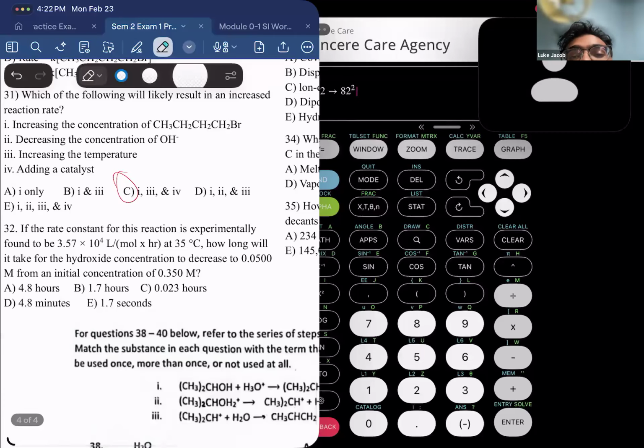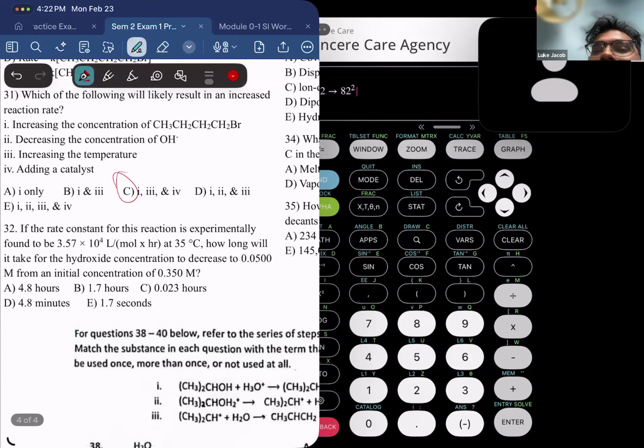Okay, 32. If the rate constant for this reaction is experimentally found to be 3.57 times 10 to the fourth, blah, blah, blah. How long will it take for the hydroxide concentration to decrease to 0.05 molarity from the initial concentration? So we have a couple things here. We have a time unit. We're asked to figure out how long something takes, and we're also given a final and an initial amount. And we also know it's second order.